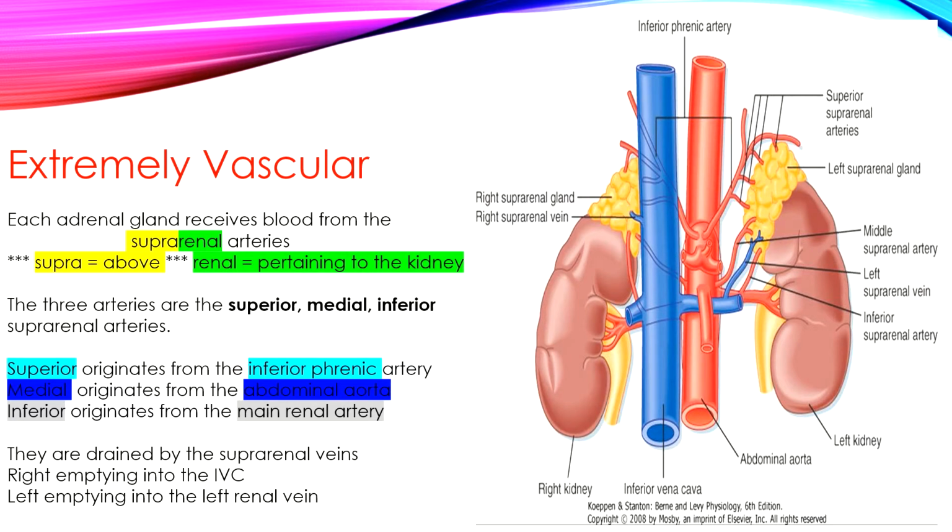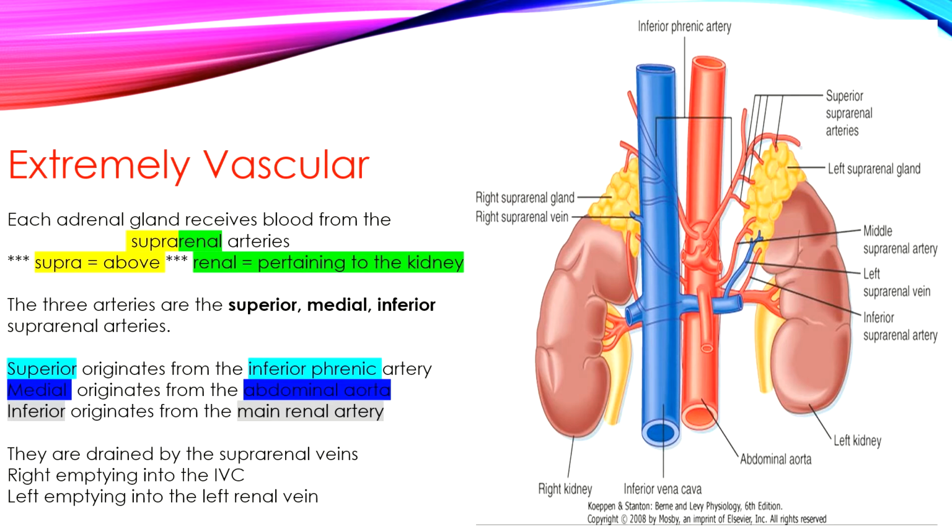Yes, the adrenal glands are extremely vascular. Part of the reason why is because the adrenal glands are receiving blood from 3 suprarenal arteries. These arteries are the superior, medial, and inferior. The superior artery is originating from the inferior phrenic artery, the medial is originating from the abdominal aorta, and the inferior is coming from the main renal artery.